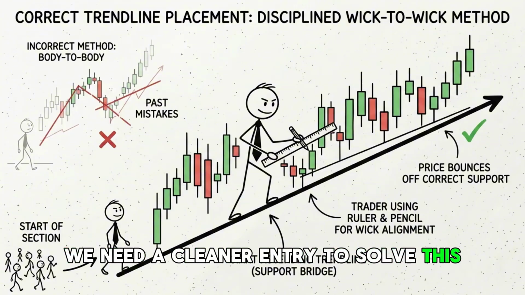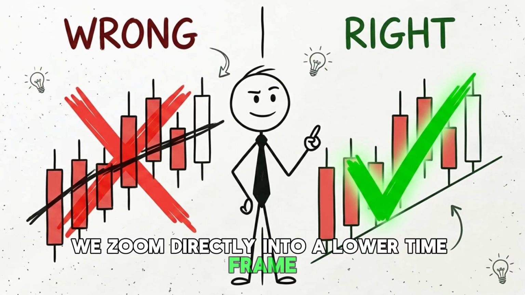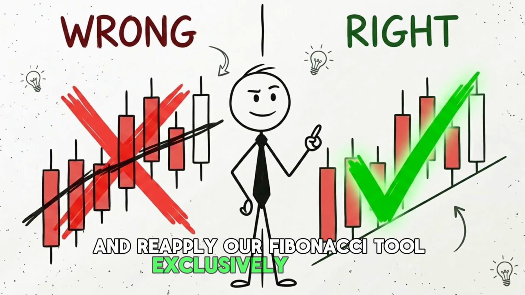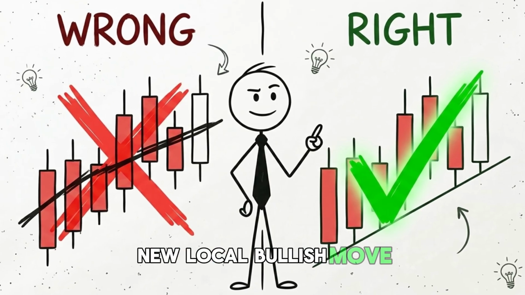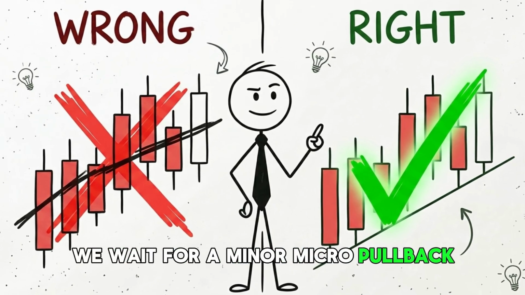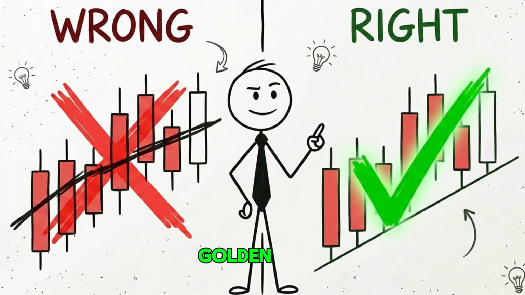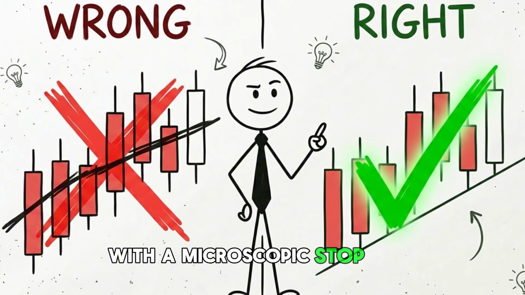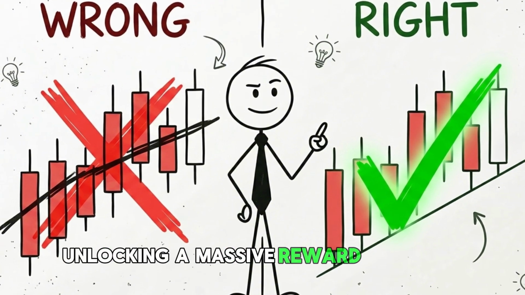To solve this, we zoom directly into a lower time frame, like the 15-minute chart, and reapply our Fibonacci tool exclusively to that new local bullish move. We wait for a minor micro pullback right into the lower time frame golden zone, allowing us to execute a highly refined entry with a microscopic stop loss, unlocking a massive reward potential.